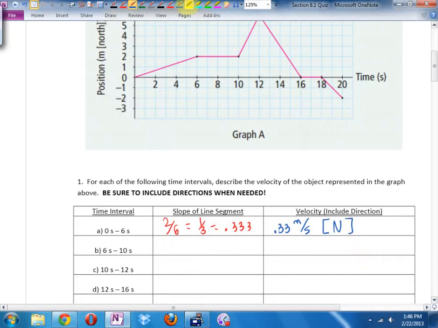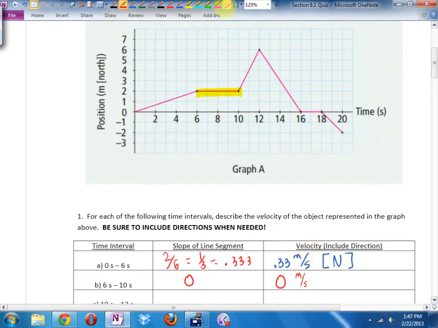From 6 seconds to 10 seconds, what's the slope? As a number, what's the slope? 0. What's the velocity? 0. Or you could call that at rest. Is there a direction? You're not going anywhere. Is there units? Yeah, I guess technically you could say 0 meters per second, although often if it's 0, we omit the units because you're stopped.